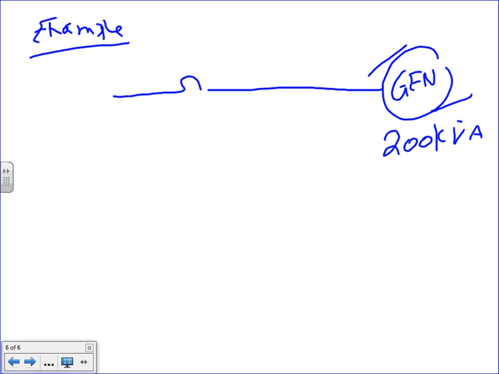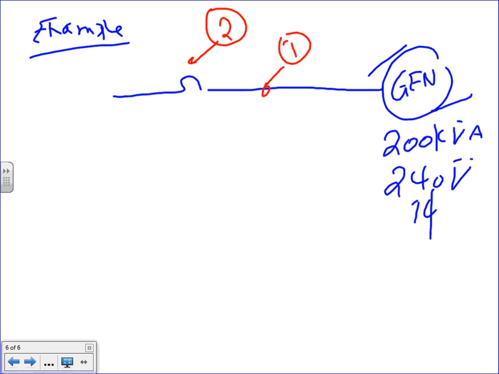I have a 200 kVA generator, and since we're residential, we're going to go 240 volt, single phase. I have a 200 kVA generator, 240 single phase, and I need to size two things. I need to size for this generator the conductors, number one, and number two, of course, the overcurrent protection device. The conductors and the overcurrent protection device, guys, for this generator.